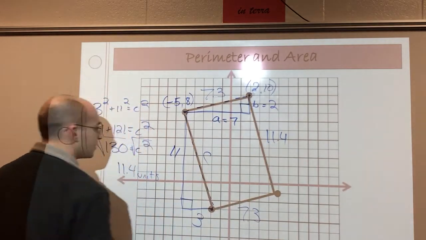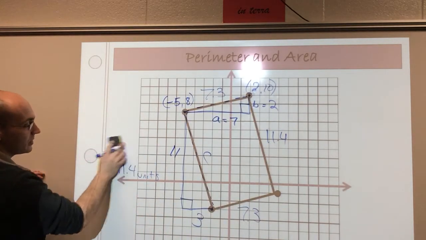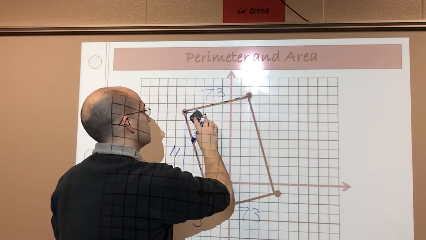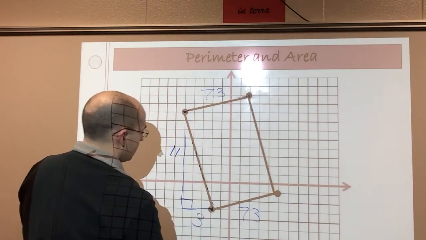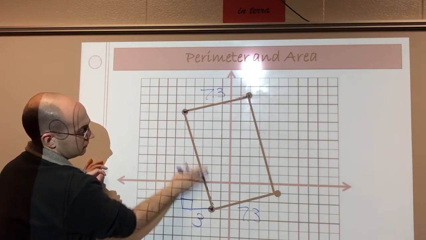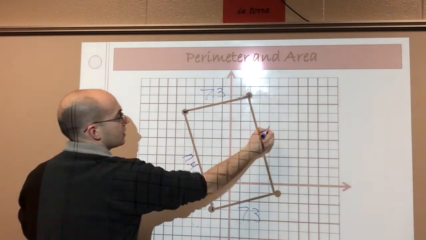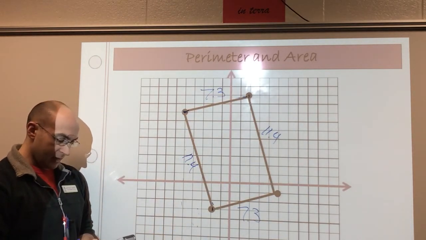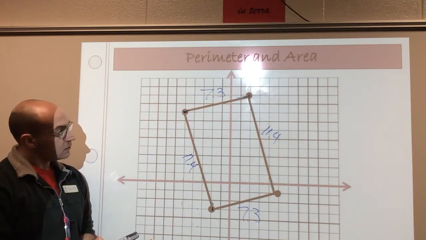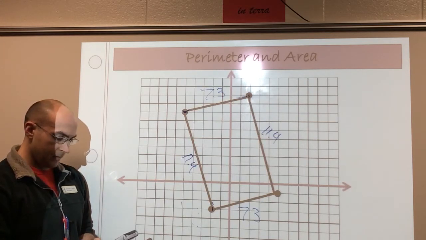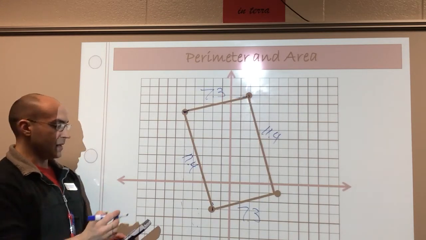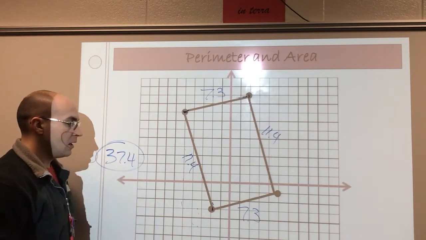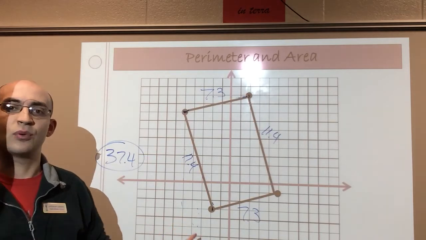So now I've got something that's a little bit easier to read when I erase all this stuff. And I want the perimeter. So this is 11.4 units, 11.4 units. I'm going to add all those up, or I'm just going to multiply them by 2. So 11.4 times 2, plus 7.3 times 2, gives me 37.4 units. The perimeter of this figure is 37.4 units.